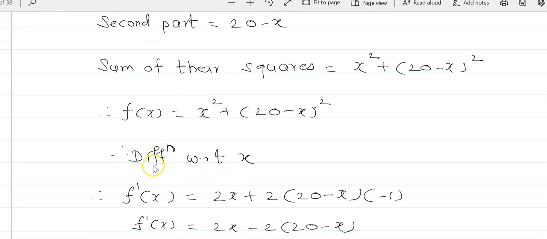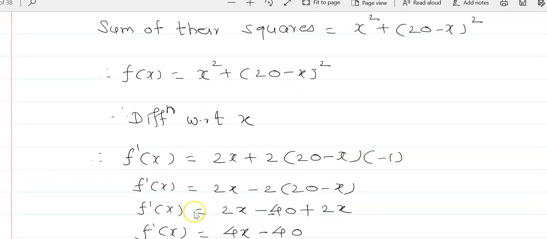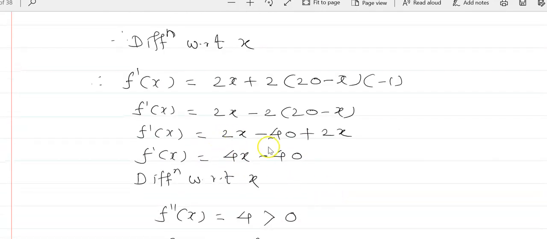Now differentiate this with respect to x. F dash of x is equal to 2x plus 2 into 20 minus x, and the derivative of 20 minus x, which is minus 1. Therefore, f dash of x is equal to 2x minus 2 in bracket 20 minus x. That is 2x minus 40 plus 2x. Now 2x plus 2x is 4x minus 40.